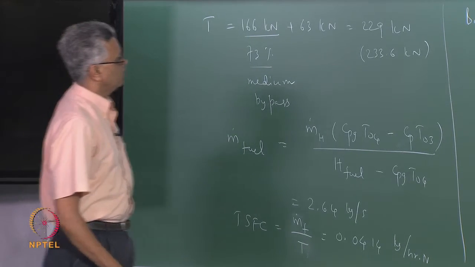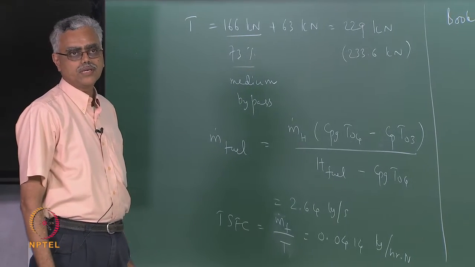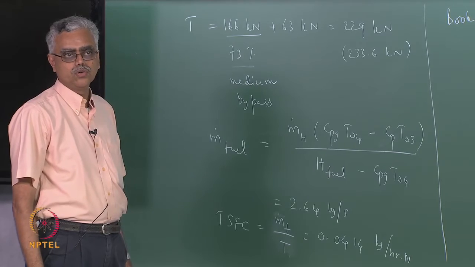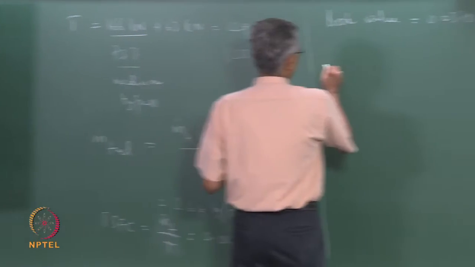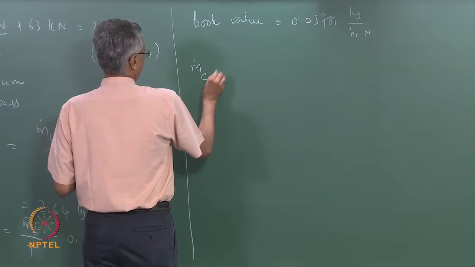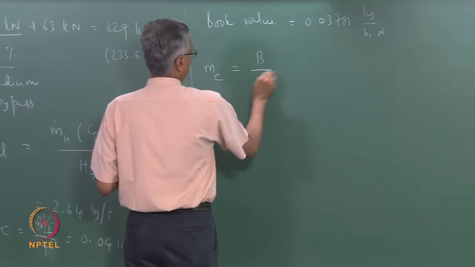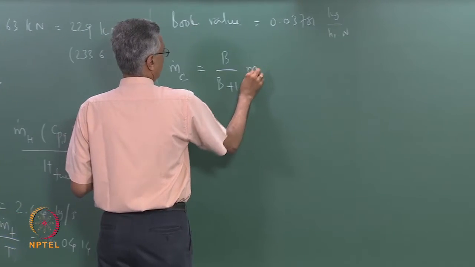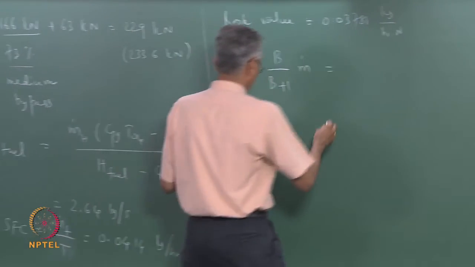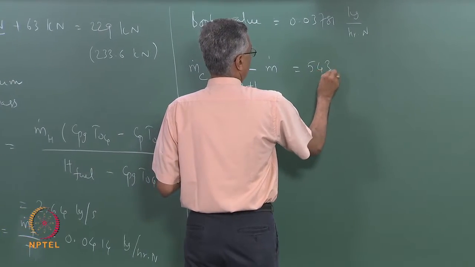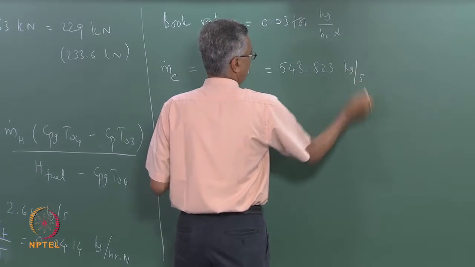We are also asked to calculate, in addition to thrust and TSFC, the area of the cold nozzle and the hot nozzle. So let us go ahead and do that. The mass flow rate through the cold nozzle, m dot c, is nothing but b over b plus 1 times the total mass flow rate. And if you substitute the numbers, this comes out to be about 543.823 kg per second.